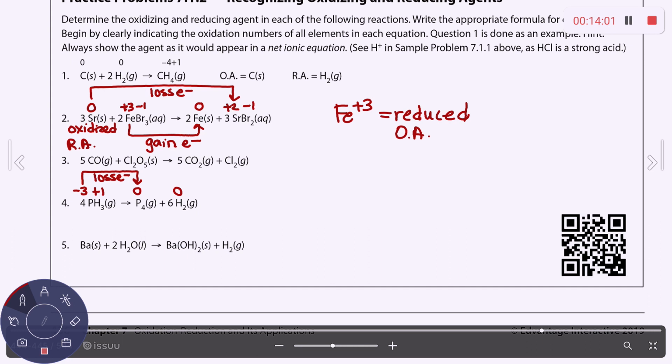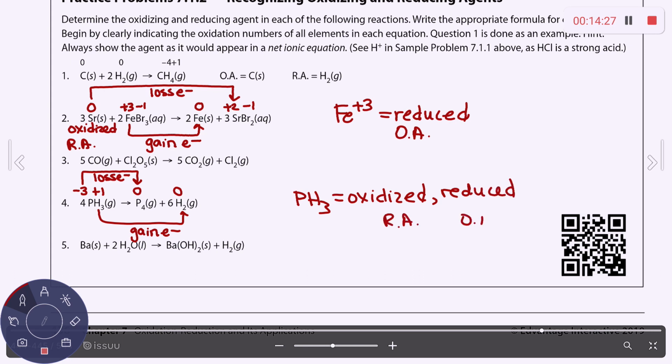So that means that PH3, because this is not ionic, you would say that the entire molecule is being oxidized. So PH3 is oxidized. And then H goes from +1 to 0. So that means this is gaining electrons. So that means PH3 is also reduced. Does that make sense? So that means it's also the reducing agent and the oxidizing agent together. Yeah? That's the end of 7.1. Okay, 7.2.